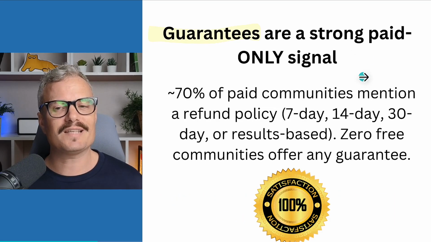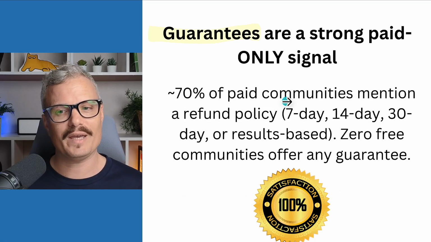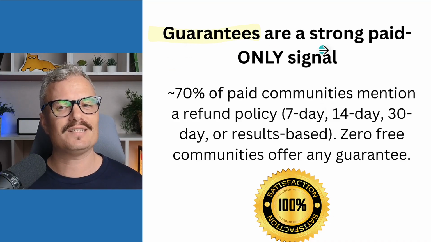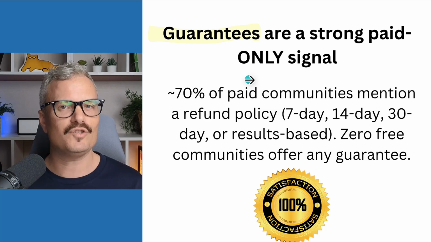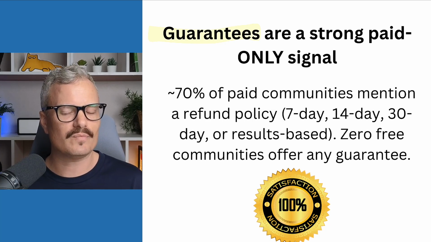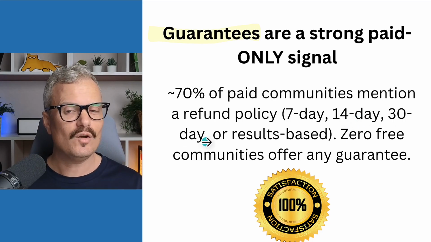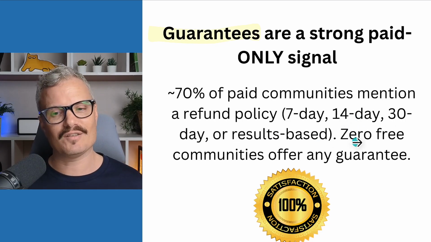The next one is that almost all paid communities, so 70% of paid communities, had guarantees. They had guarantees that they would refund you or give you your money back or guarantee some form of results. So they would normally have a 7-day, a 14-day, a 30-day, or a results-based guarantee.